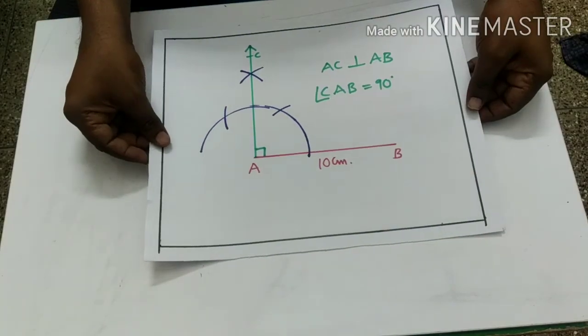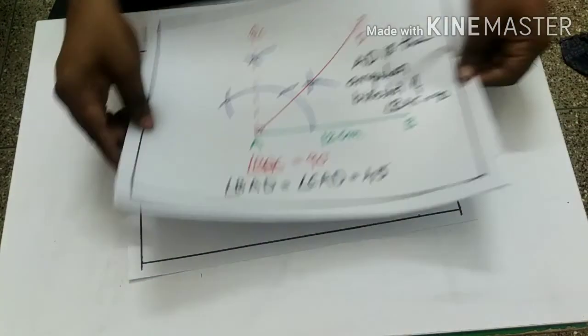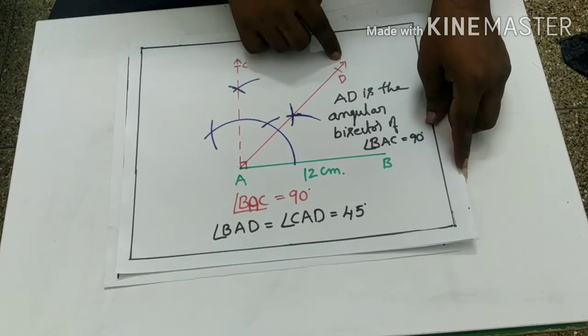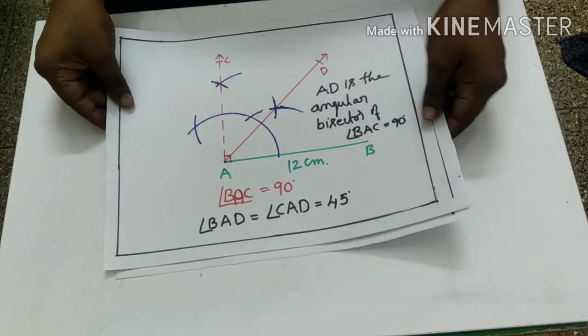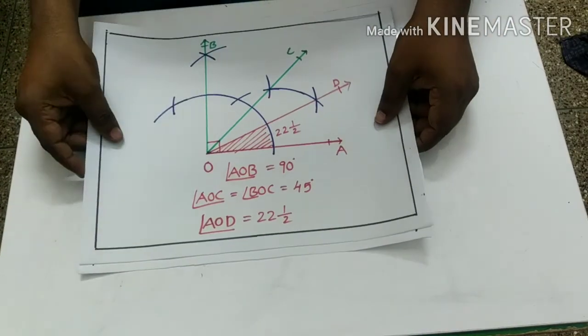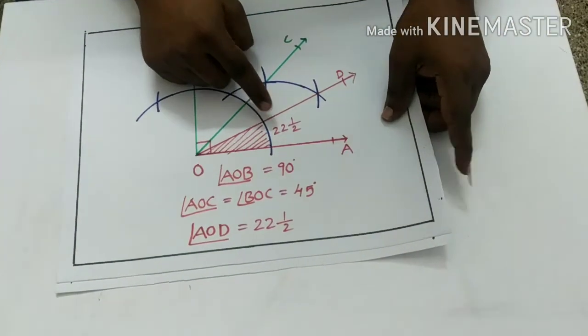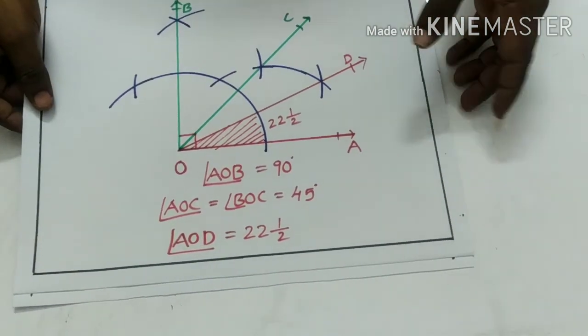This is 90 degrees. This 90 degrees is divided into two equal parts. Each part is equal to 45 degrees. Then this 45 degrees part is divided into two equal parts. Each part is equal to 22.5 degrees. Right?